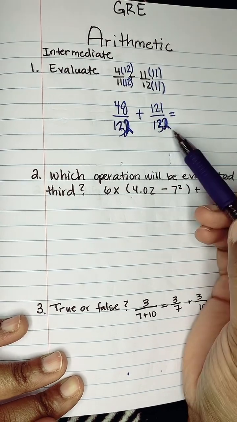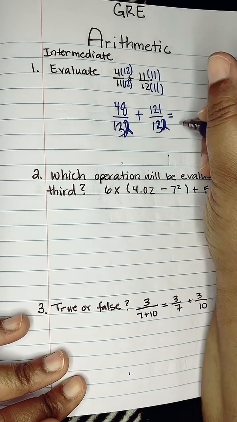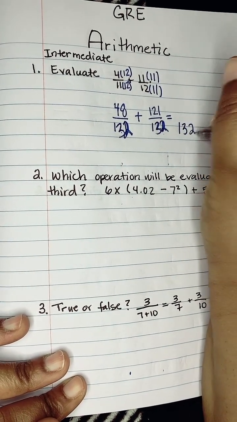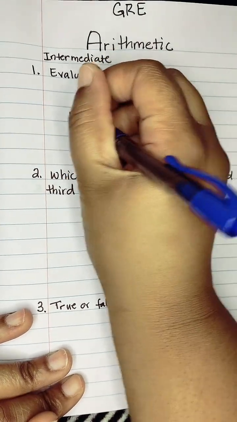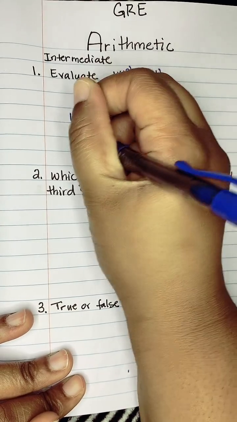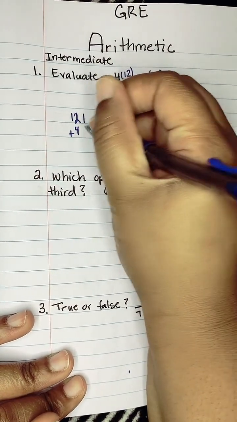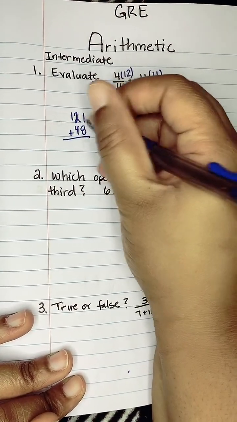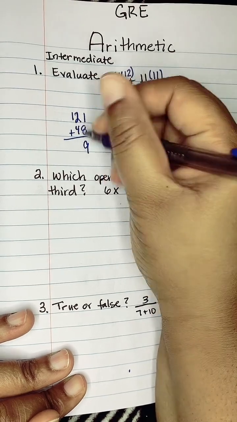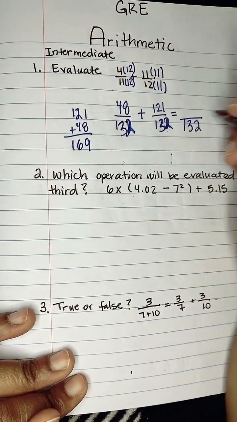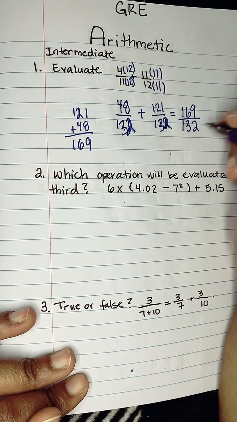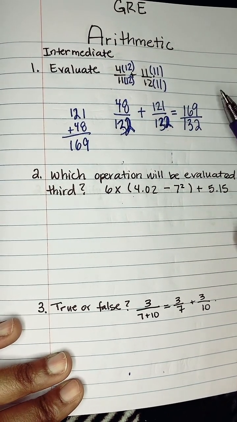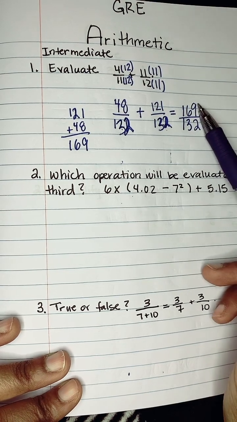So now that we have the same denominator, remember that your denominator stays the same. And then we can add our numerators. So 121 plus 48. 8 plus 1 is 9. 4 plus 2 is 6. And then 169 over 132. Now, this is an improper fraction, right?